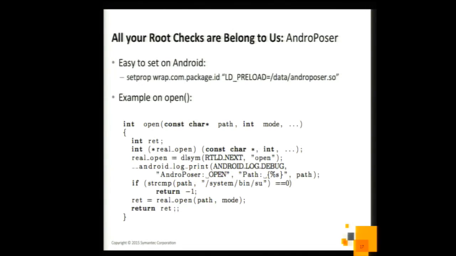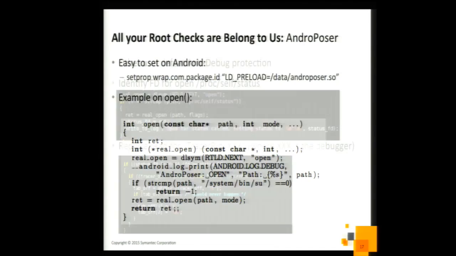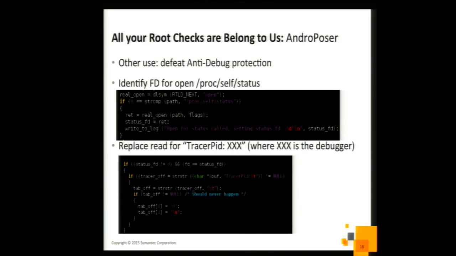Here, we did something very simple. We check if open concerns the superuser binary, and if it tries to open it, we say no, it doesn't exist. Believe it or not, that's very simple, but that can defeat a lot of checks. Again, we used this tool for a different purpose, and just to show you, in case you're interested, library hooking is still alive. It's an old technique, but it's still working on Android, and you can have fun.